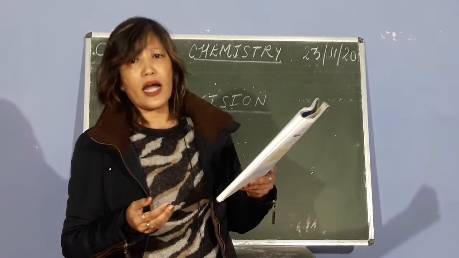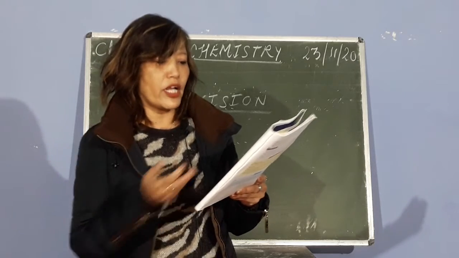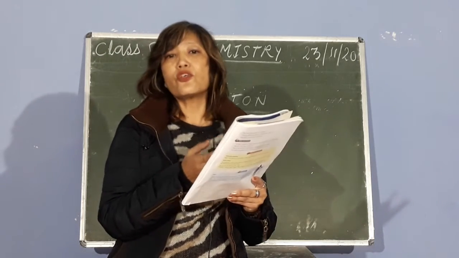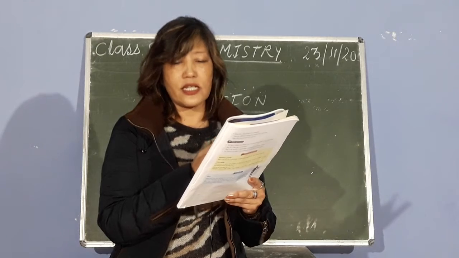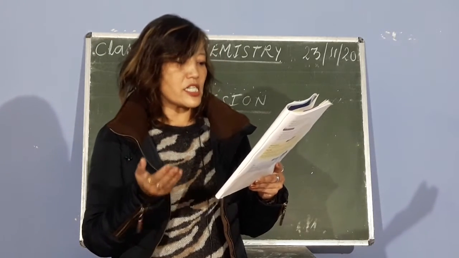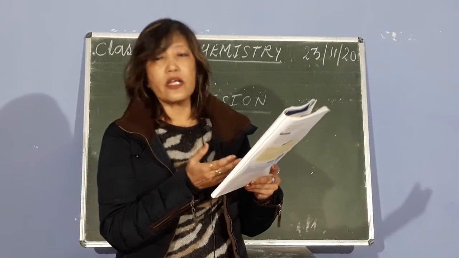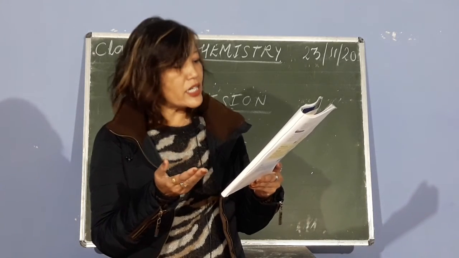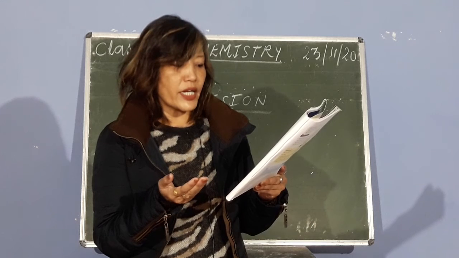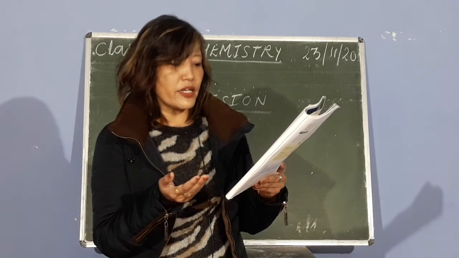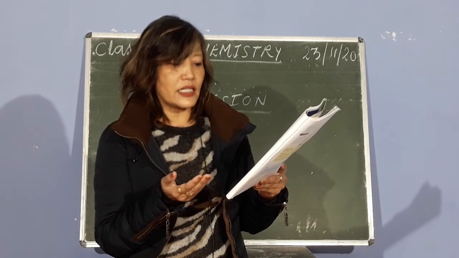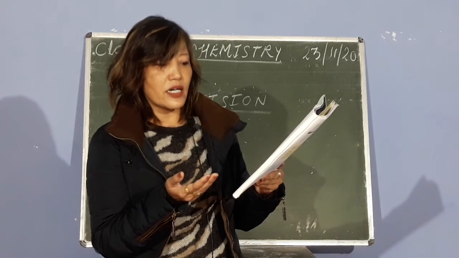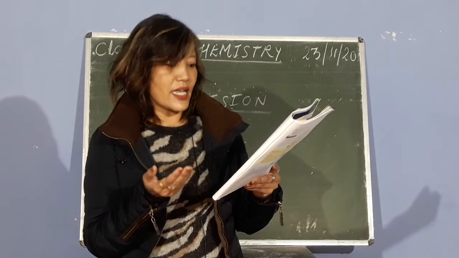Then question number F, write the symbols of the following elements. You can easily do this exercise. It is already in your book. Symbols of some elements are given there. You just have to name the elements. Like Be is beryllium, F is fluorine, Al aluminium, Si silicon, then Ar means argon, and Ca is calcium.